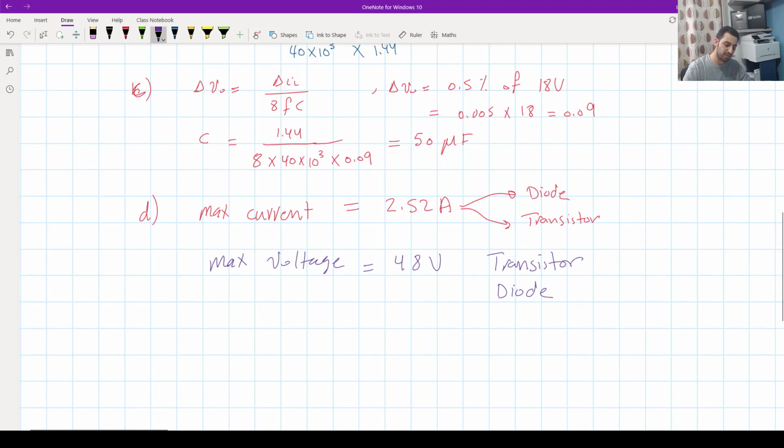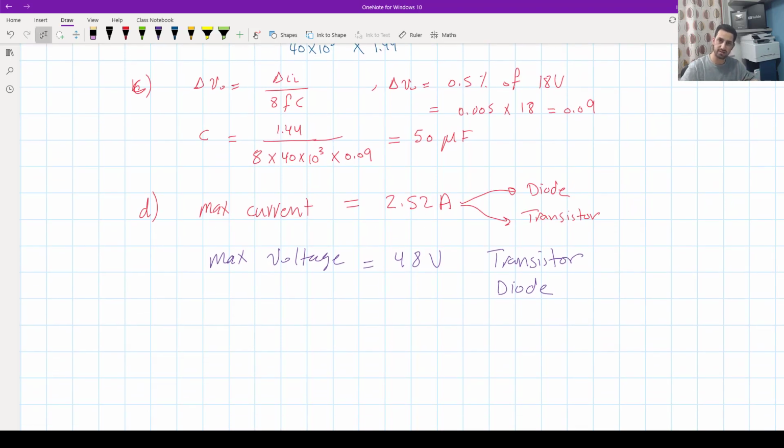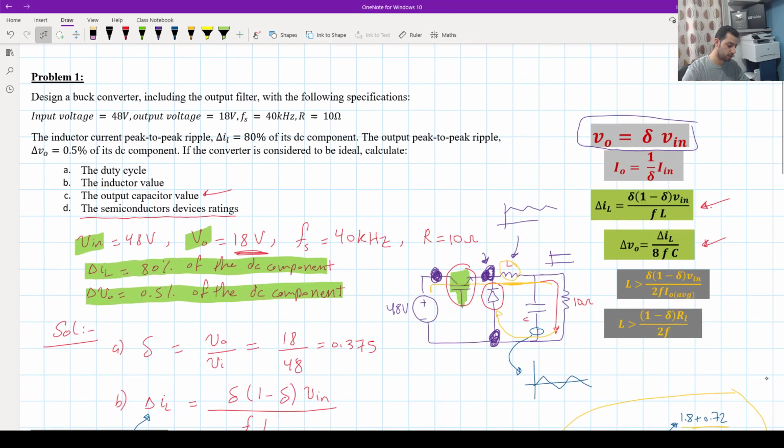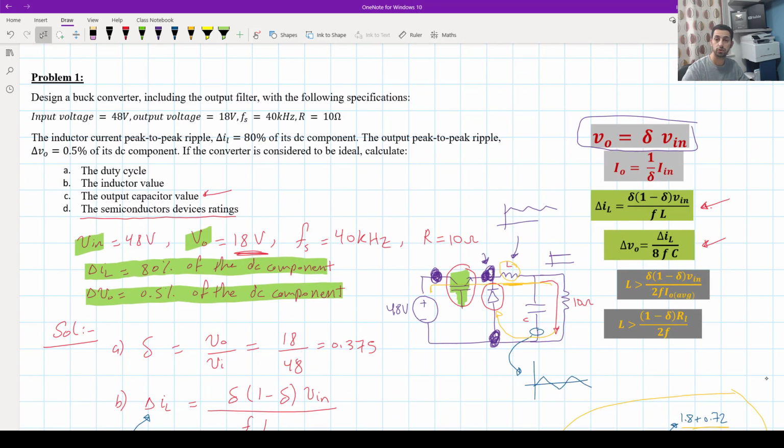Okay, but these are the maximum stresses applied across the terminals of each switch. But if we want to select, we have to multiply this by some fractions, maybe 50% or another 100%, and that will give us a selection range of the switches that might be suitable for this application. And I think by this we have finished question number 1. Let's go now to question number 2.